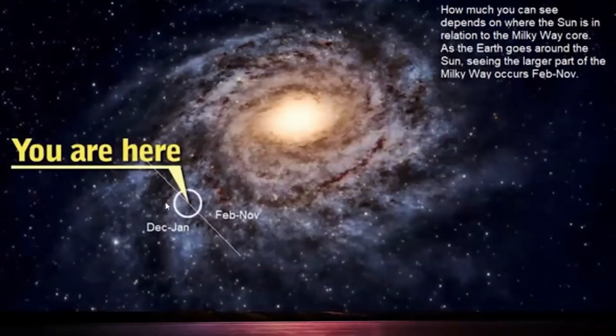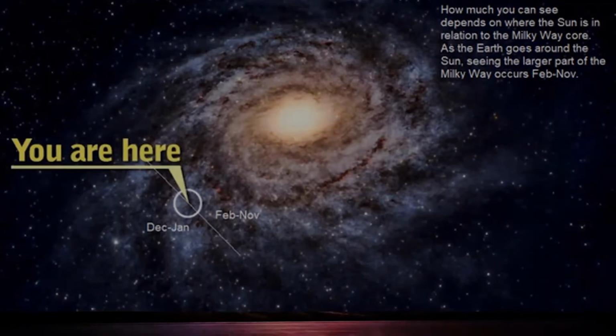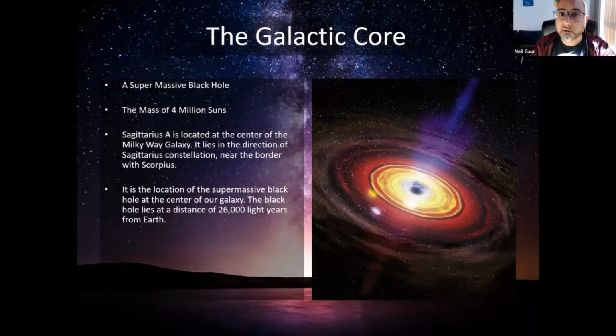And here is another one right here. And another image of our positioning. So how much you can see depends on where the sun is in relation to the Milky Way core. So as the Earth goes around the sun, seeing the larger part of the Milky Way occurs around February to November. The more we see, what we see in our cosmos is directly connected to our positioning in relation to the galactic core. But what is the galactic core?